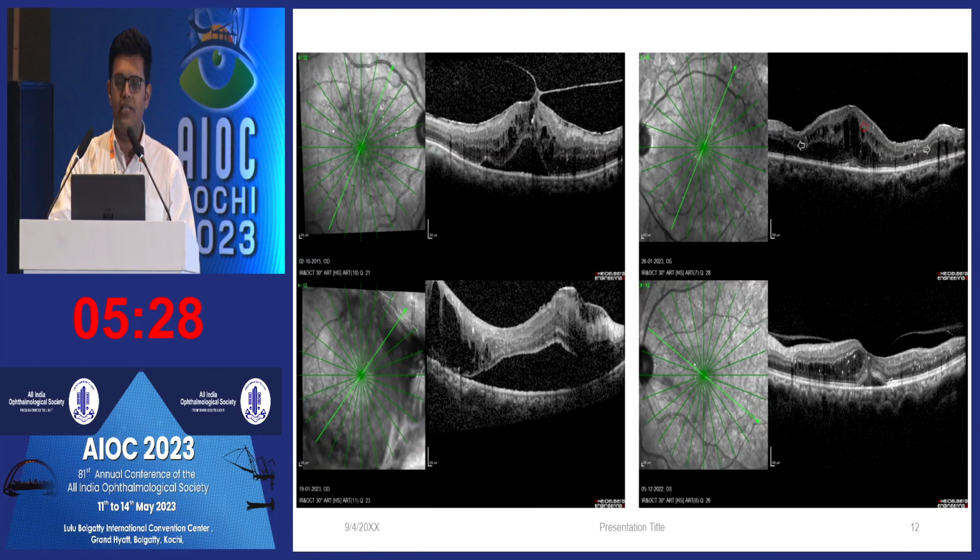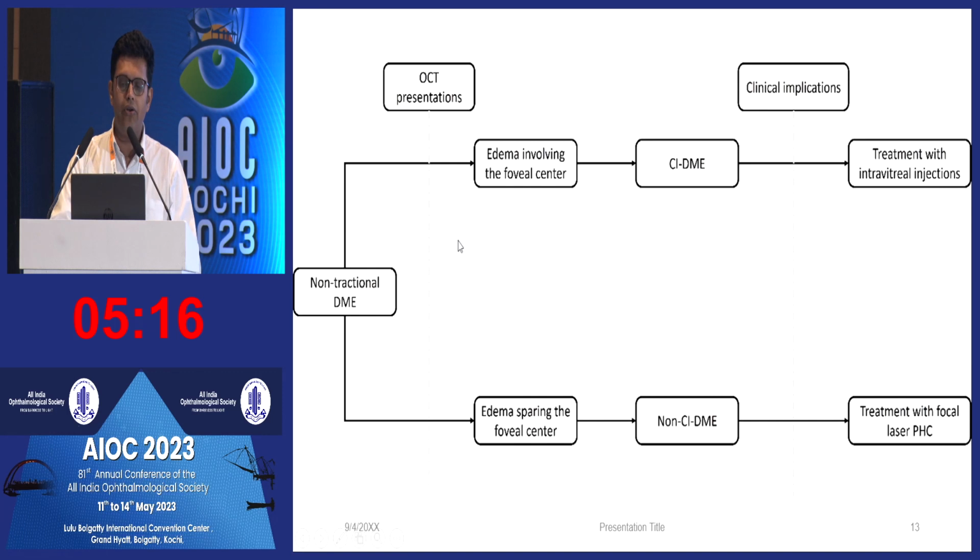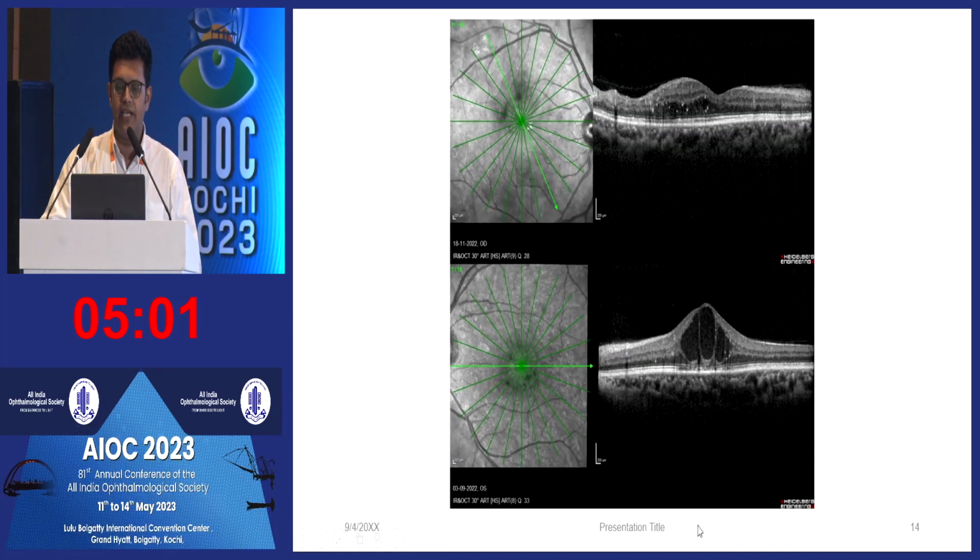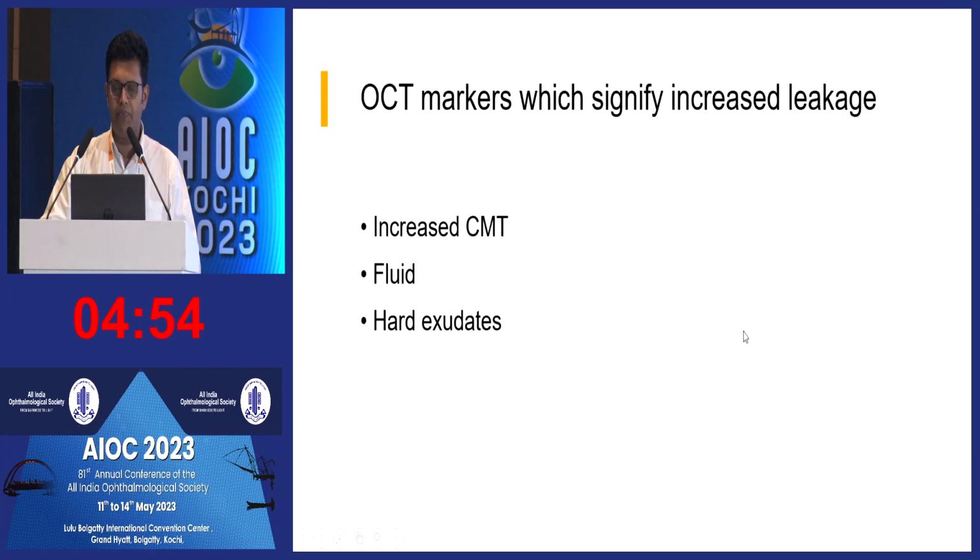So these are a few OCT images. On the left side, you see the tractional component which is present, whereas on the right side you have the cystoid macular edema and a combination of cystoid and neurosensory detachment. The non-tractional edema is dependent on, now you need to look at the next step, whether it is center involving or center sparing. If it is center involving, the treatment would be with intravitreal injections, whereas if it is sparing the center, laser photocoagulation can be added to these cases. So these are images which show that the top one is the non-center involving diabetic macular edema, whereas the bottom one shows the presence of a cystoid macular edema.